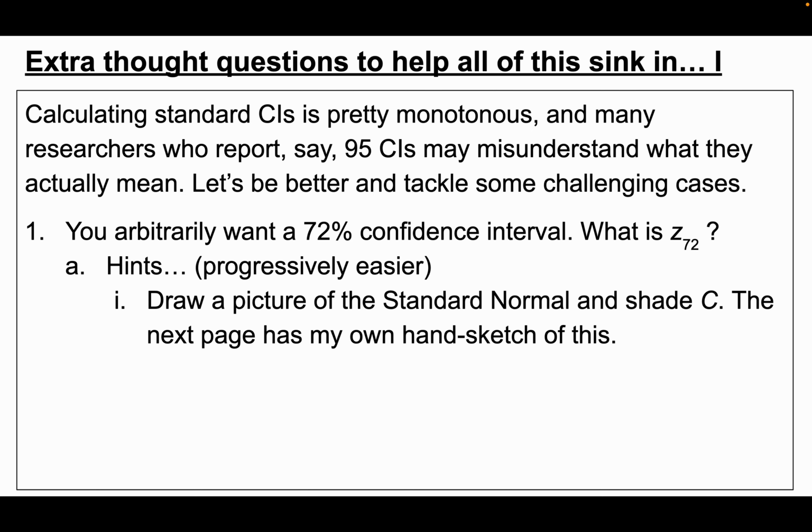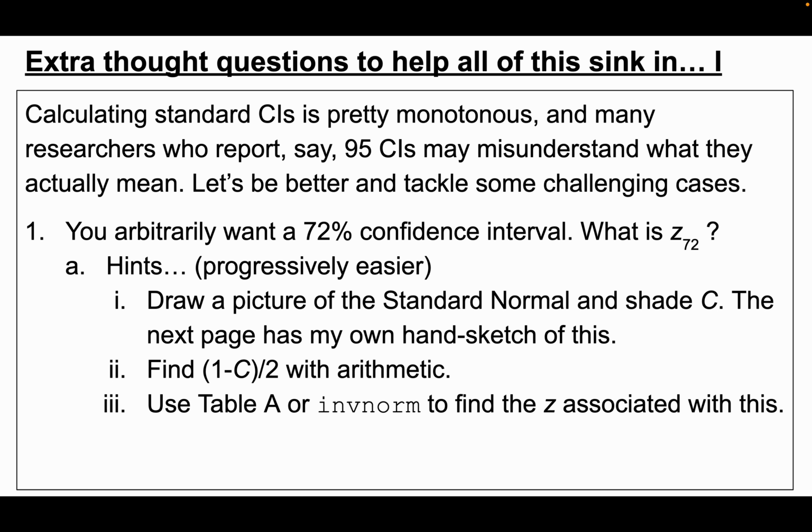First, you could draw a picture of the standard normal and shade C. The next page has my own hand sketch of this. Or you could find (1 minus C) over 2 with arithmetic. And then you could use table A or qnorm to find the Z associated with this. And here's the actual code. So how do we get this code here?